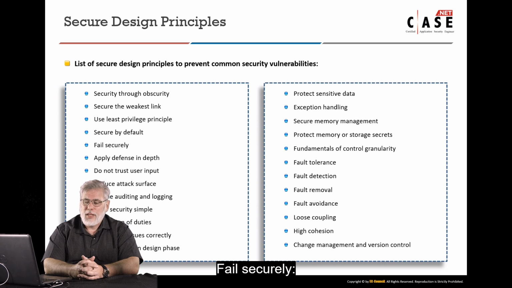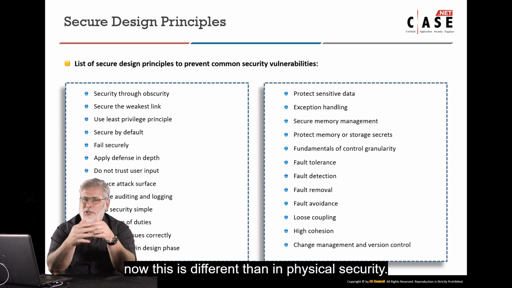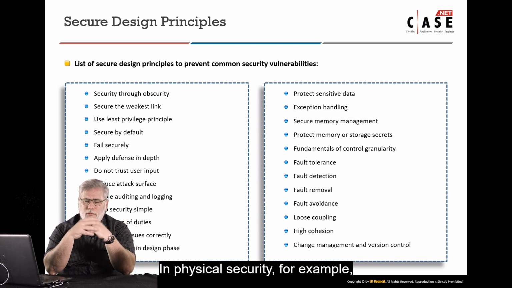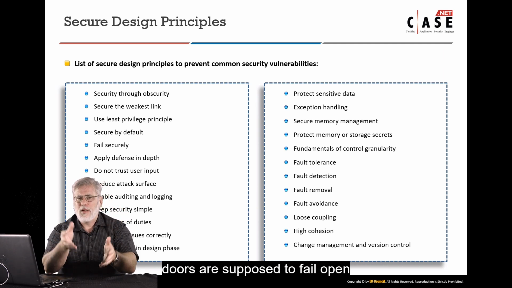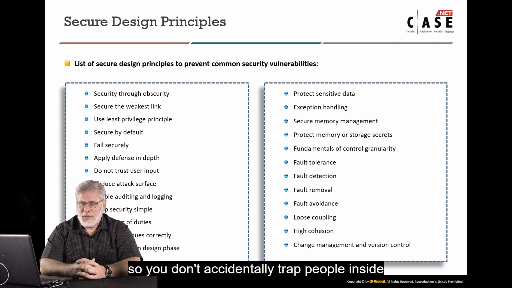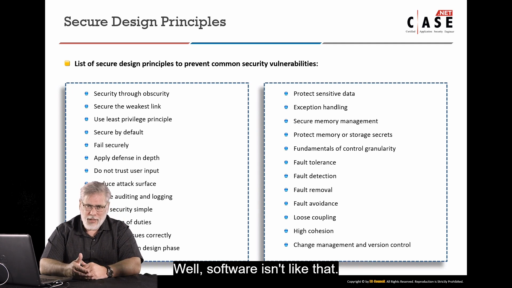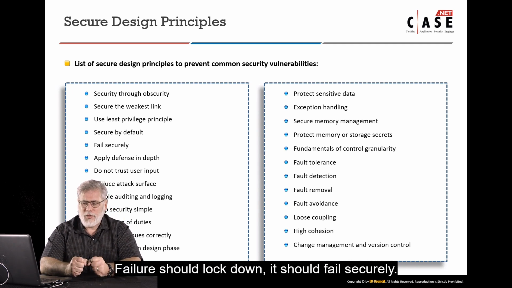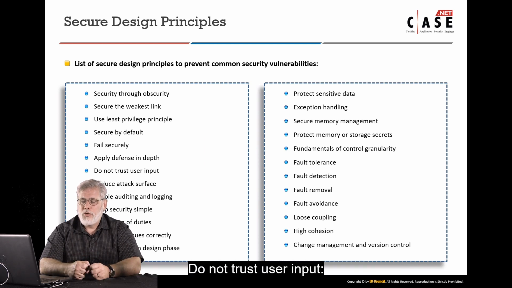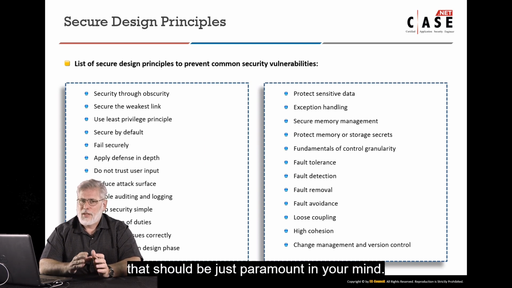Fail securely. Now, this is different than in physical security. In physical security, for example, doors are supposed to fail open so you don't accidentally trap people inside should there be a fire or something of that nature. Well, software isn't like that. Failure should lock down. It should fail securely. Do not trust user input. That should be just paramount in your mind.